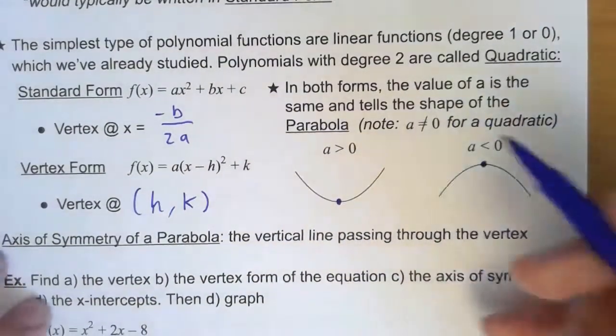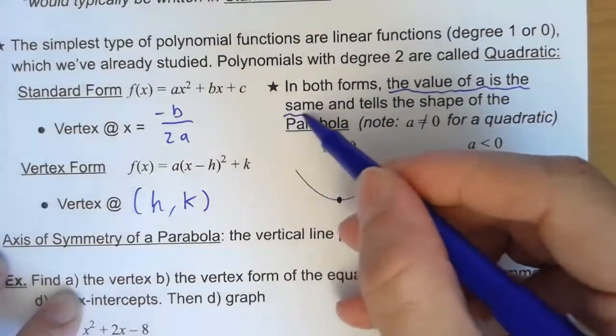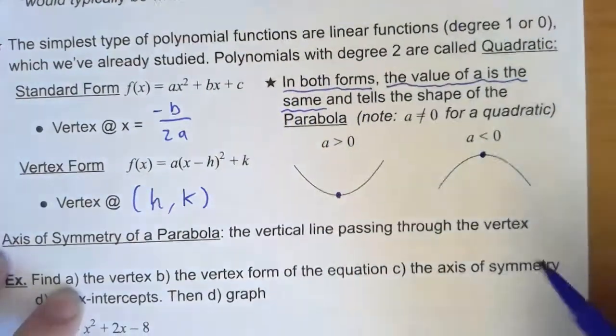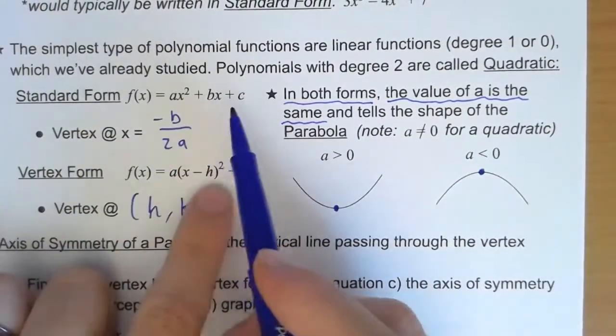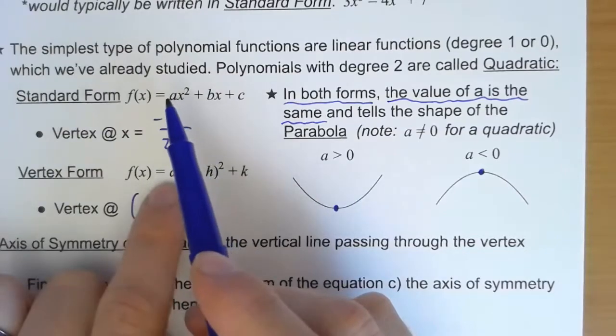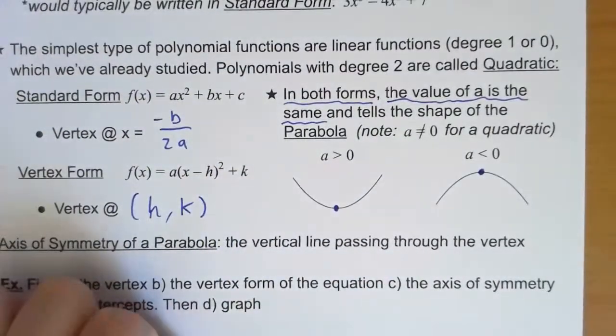All right, now this is going to be one important thing to note. The value of a is exactly the same in both forms. So notice we're using the same letter here. All the other letters, except for x, of course, are different, but the a is the same because that number, a, is going to be the same in either form.